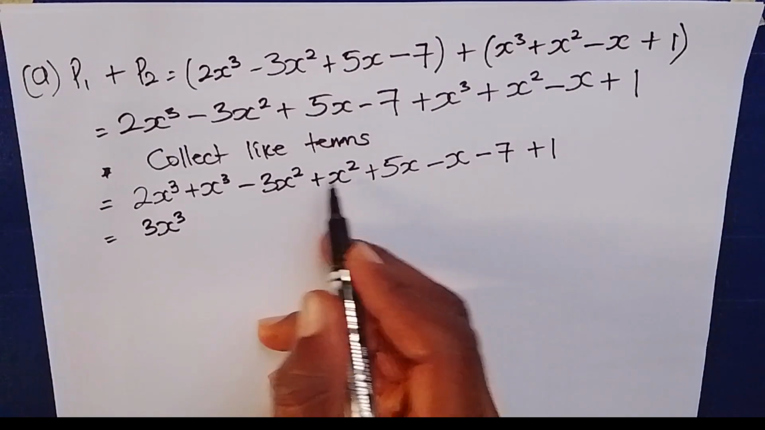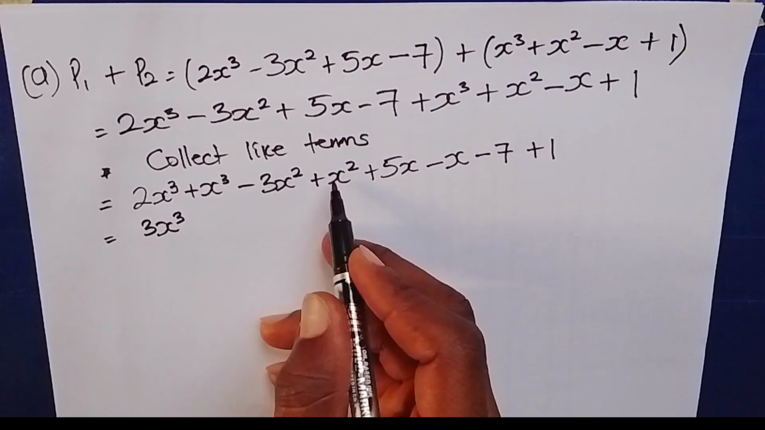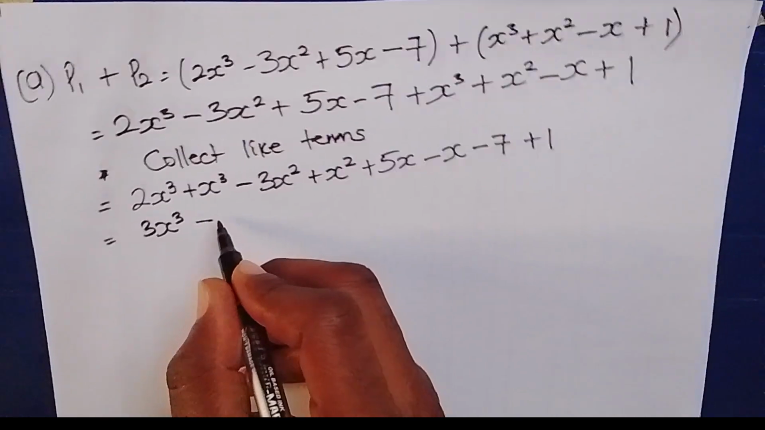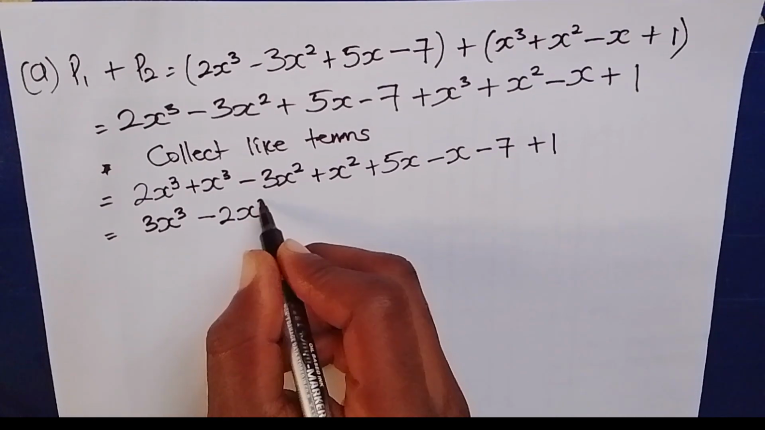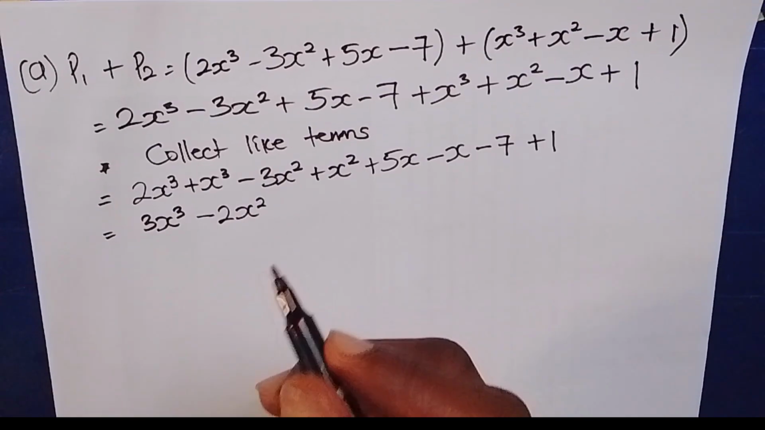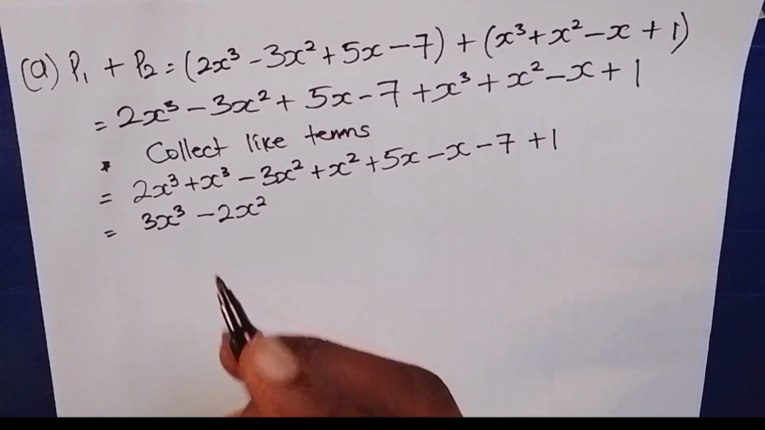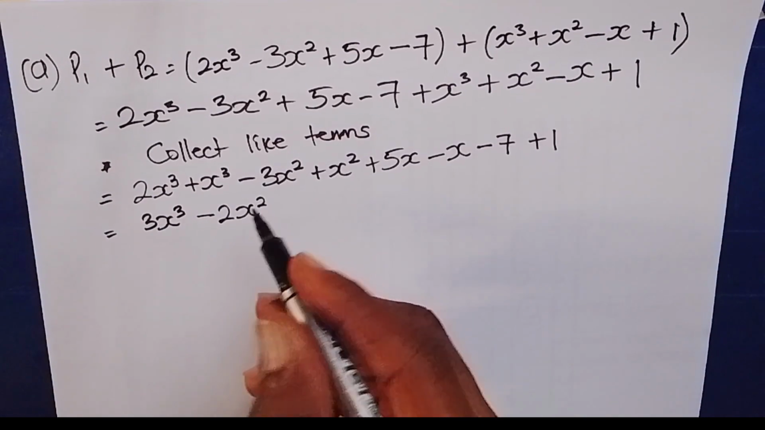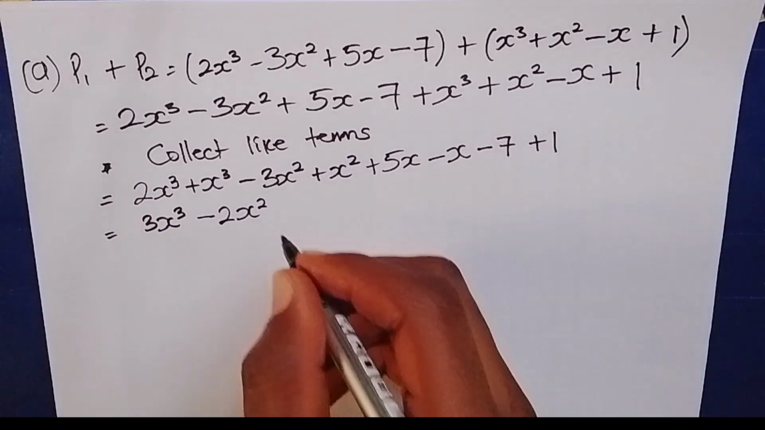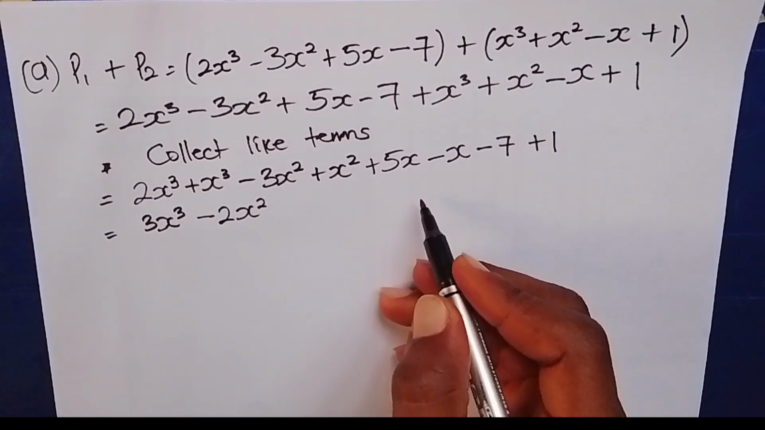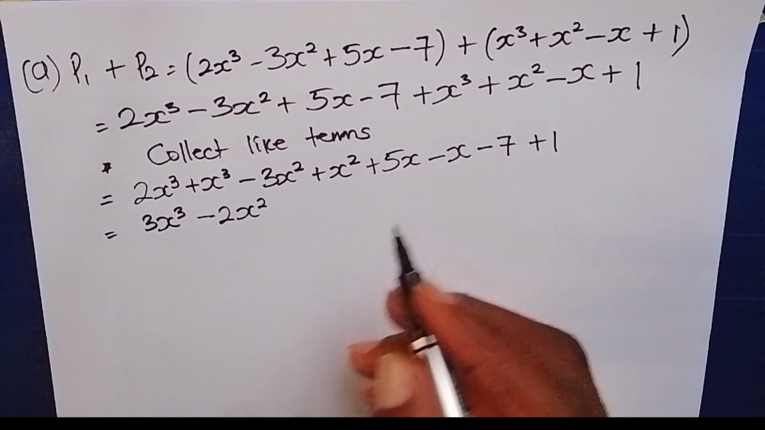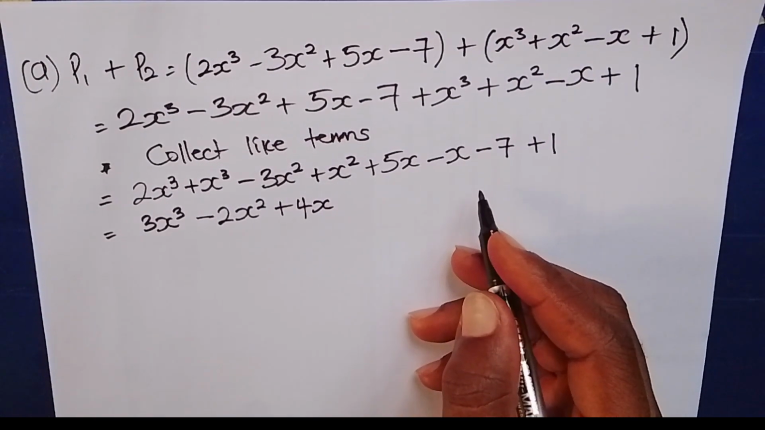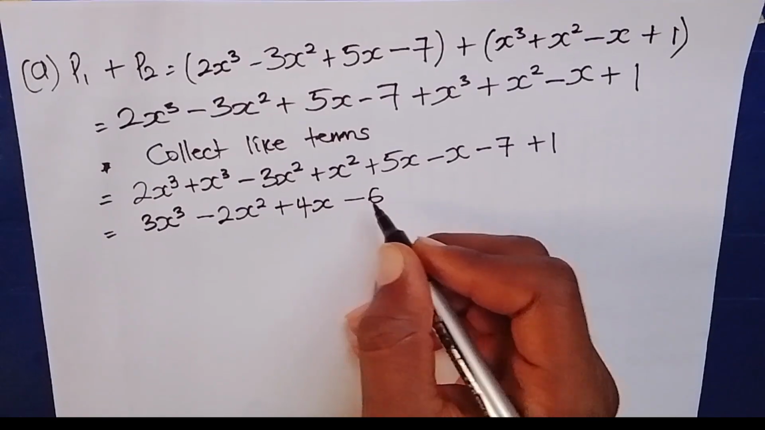Next one here, we have minus 3x squared plus x squared. The coefficient here is 1. So that is minus 3 plus 1. That will give us minus 2x squared. Now let me pause here for a bit. In taking the physical tutorials, I noticed that a lot of students have difficulties with this kind of basic arithmetic. We'll touch a bit on that after this. Let me just wrap this up. So 5x minus x, you have plus 4x. Then minus 7 plus 1, you have minus 6.